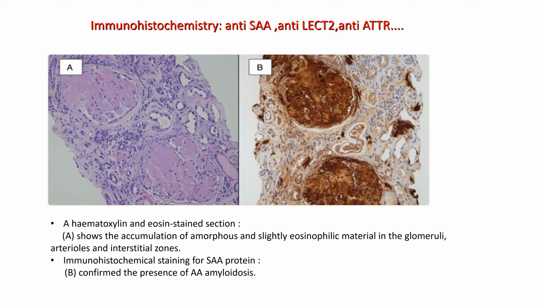Immunochemistry against AA, LEG2 and ATTR. In hematoxylin and eosin stained section, A shows the accumulation of amorphous and slightly eosinophilic material in the glomeruli, arterioles, and interstitial zones. Immunochemical staining for SAA in B confirmed the presence of AA amyloidosis.